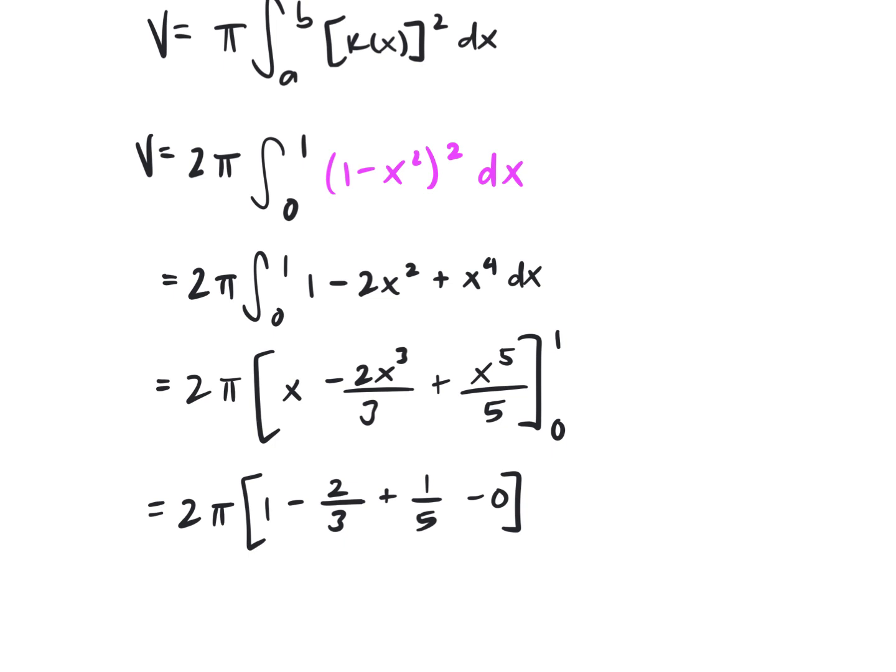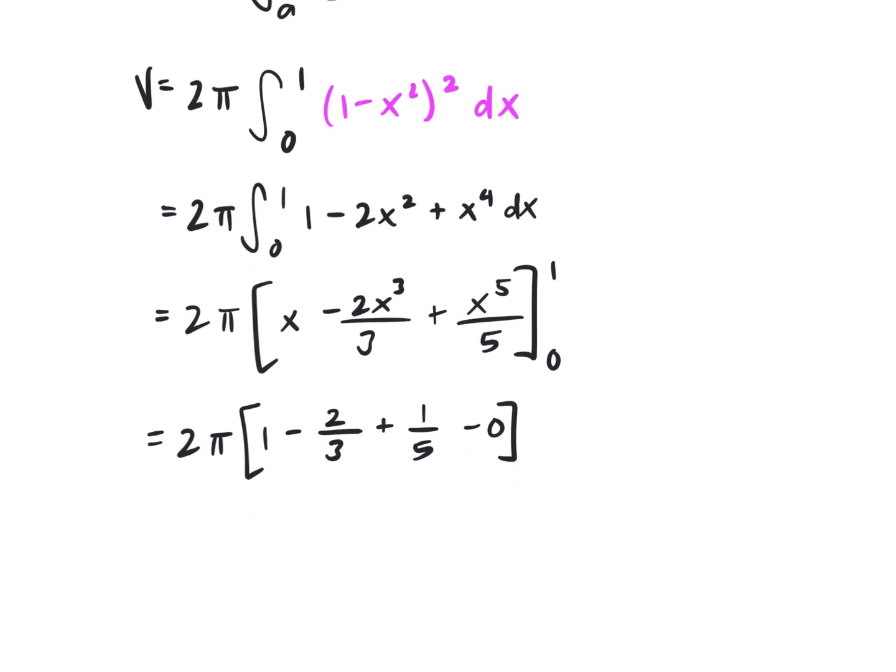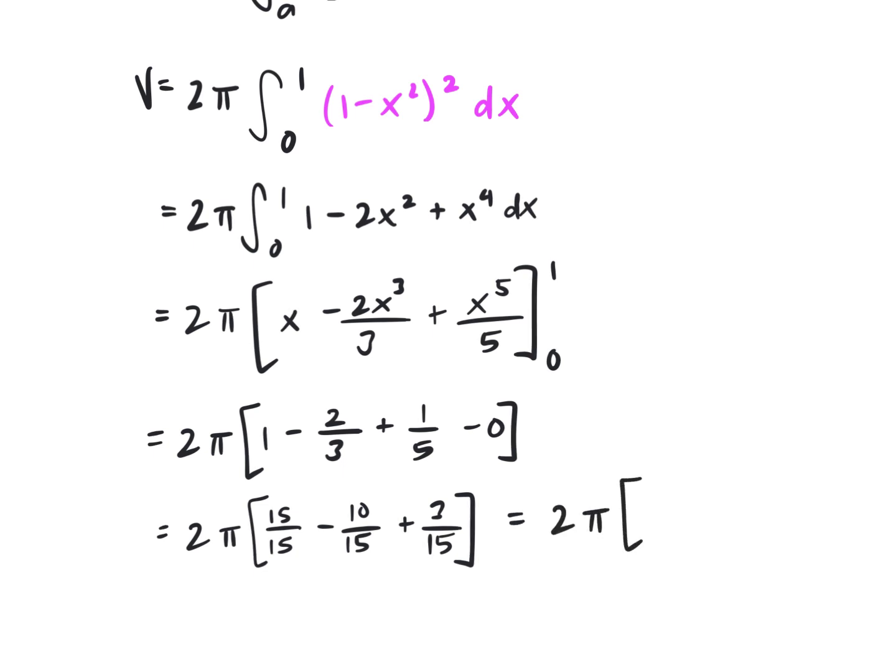Now I got to get a common denominator because this is something we could do without a calculator. What's my common denominator going to be? 15. So I got 15 over 15, 10 over 15, and then 3 over 15. Combine all those together. And how many over 15s am I going to have? 8 15ths. Multiply 8 15ths times 2 pi. That gives me 16 pi over 15.